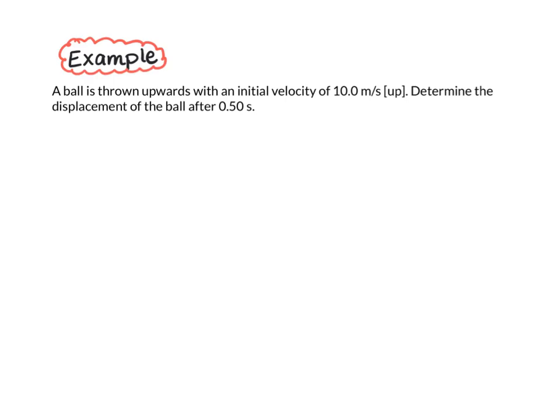So a ball is thrown upward with an initial velocity of 10 meters per second up. Okay, this is our VI. And then it asks us, determine the displacement of the ball after 5 seconds. Now that's our time. We're not given acceleration in this problem, but we know that the ball is thrown upwards, and so acceleration is going to be due to gravity. And acceleration due to gravity is always 9.81 meters per second squared down.